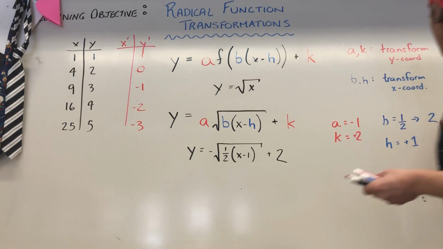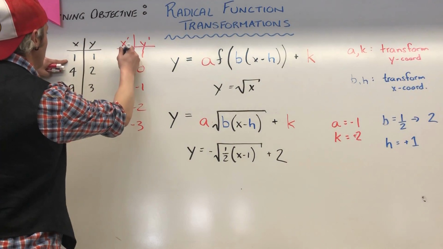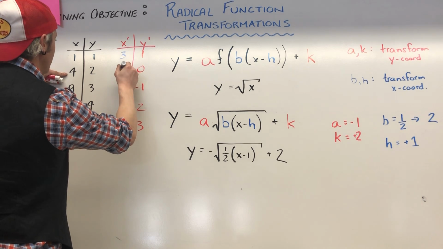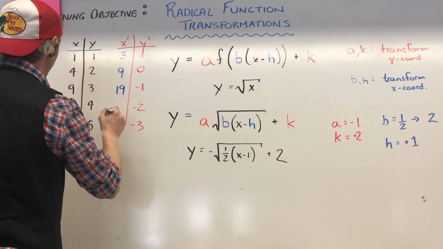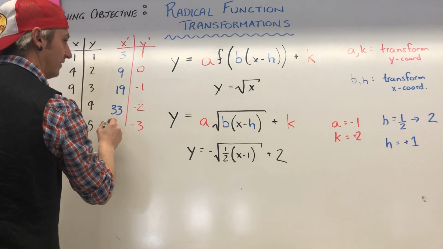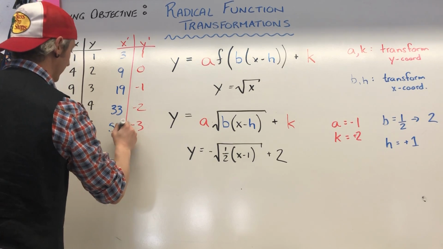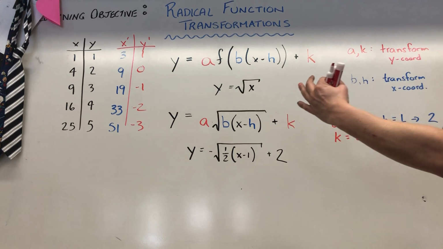And then my x's I'm going to multiply by 2, add 1. 1 times 2 plus 1 is 3. 4 times 2 plus 1 is 9. 9 times 2 plus 1 is 19. 16 times 2, 32 plus 1 is 33. And 25 times 2 plus 1 is 51. Holy crap. So we have just stretched my function horizontally.